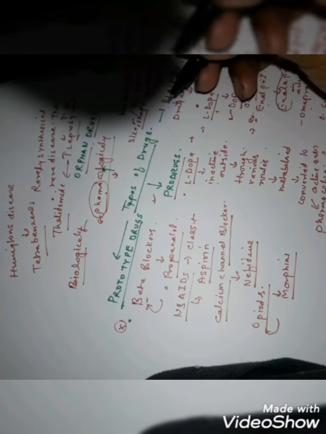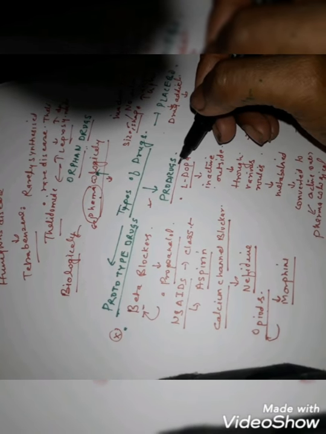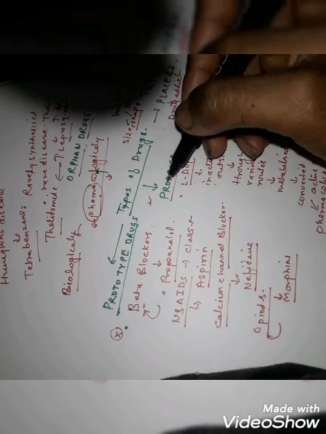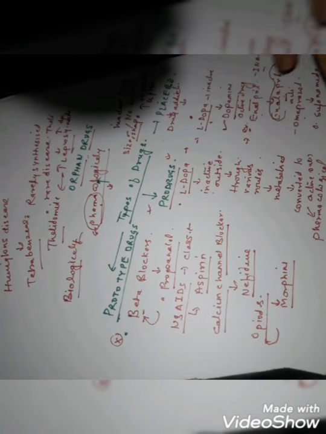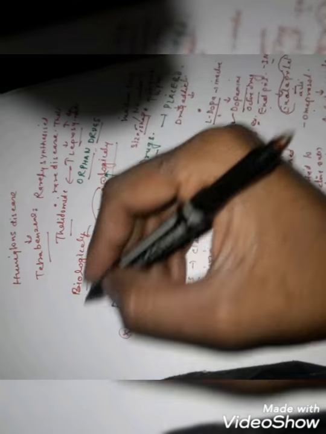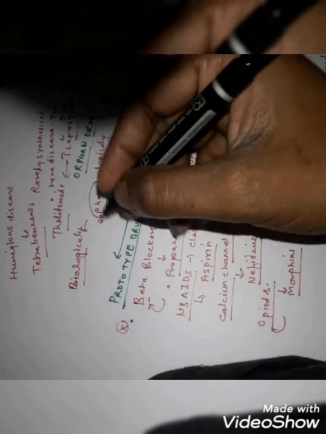So I have completed four terms regarding drugs: prototype drugs, prodrugs, placebo, and orphan drugs. This is the lecture which we wanted to cover.